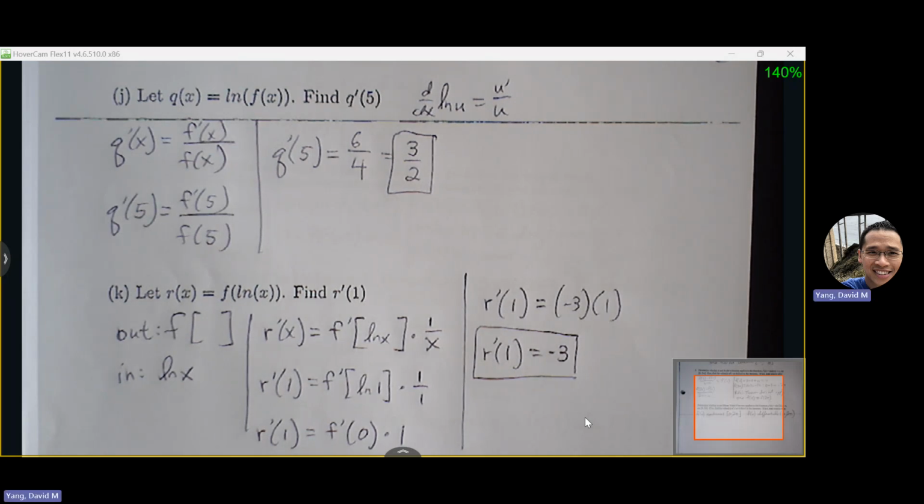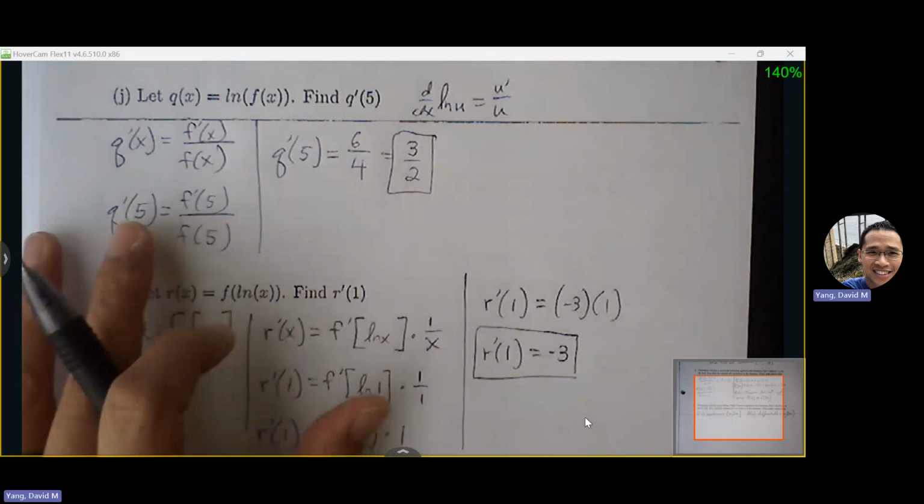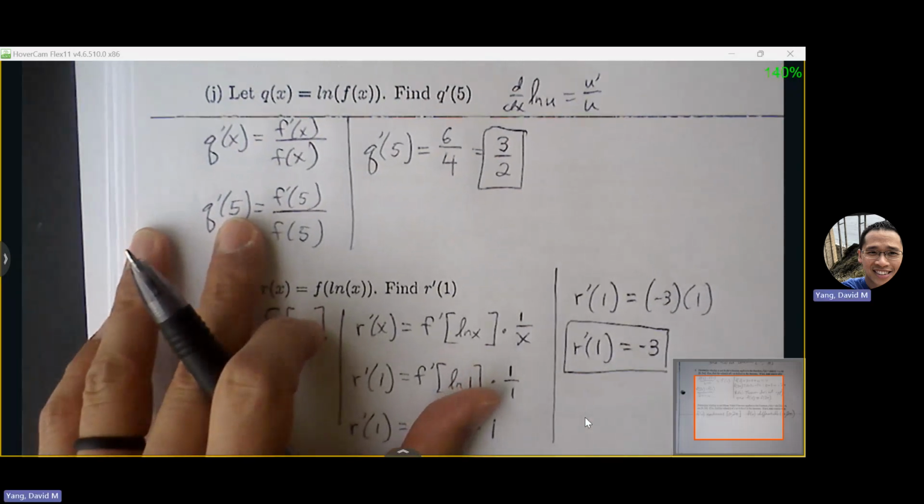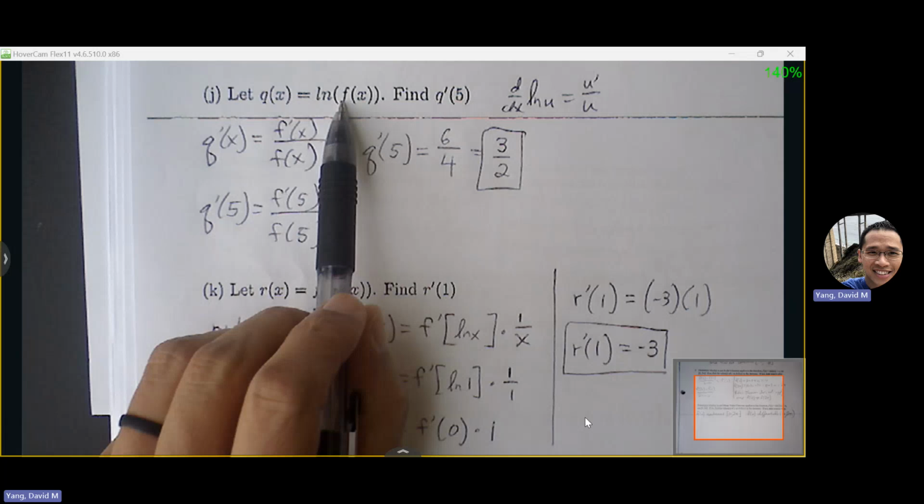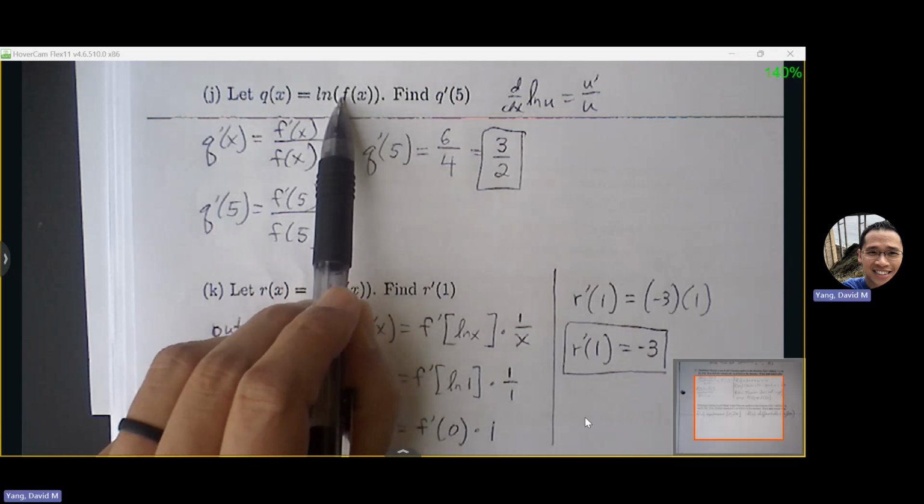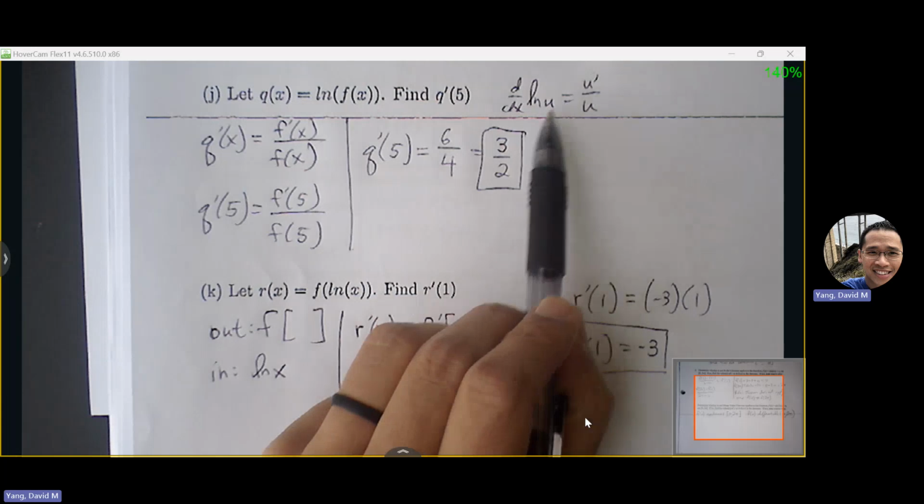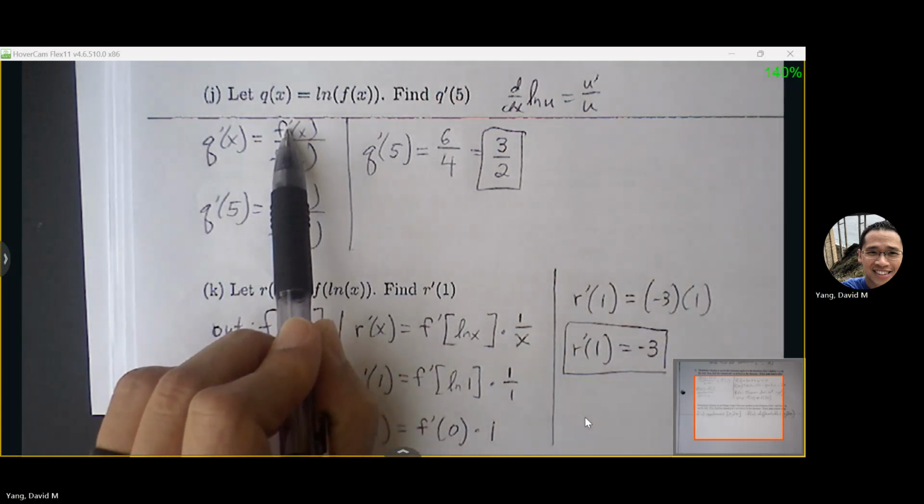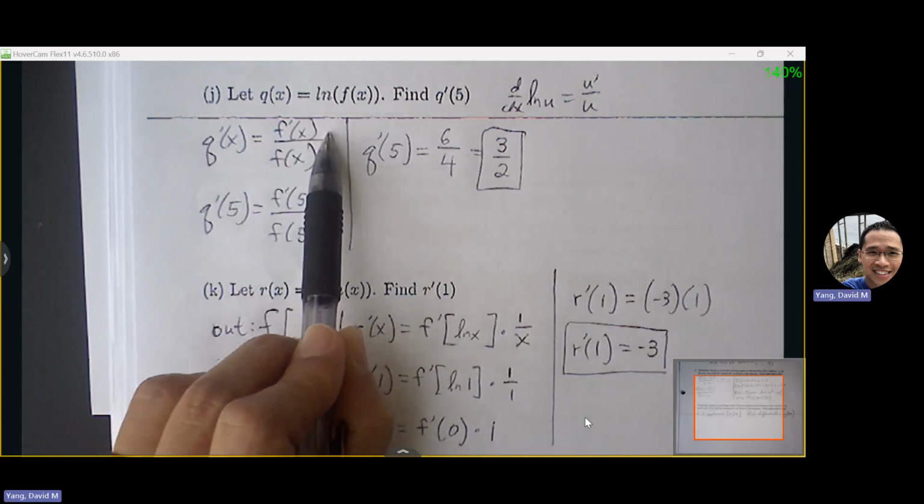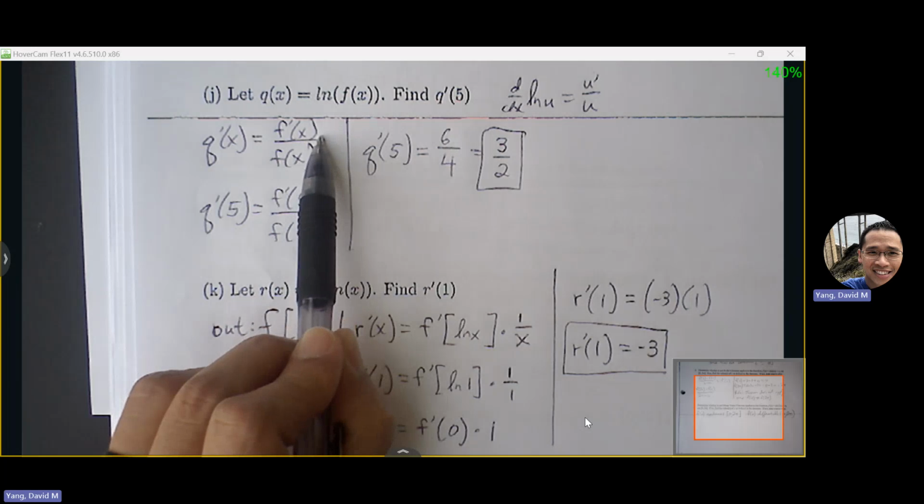Why do you not use chain rule to take the derivative of the inside as well? We do. So the inside is the f of x. So f of x's derivative would just be f prime. So technically we are doing like f prime of x times 1. So there's a little bit of chain rule here, but I'm leaving that 1 out of it.